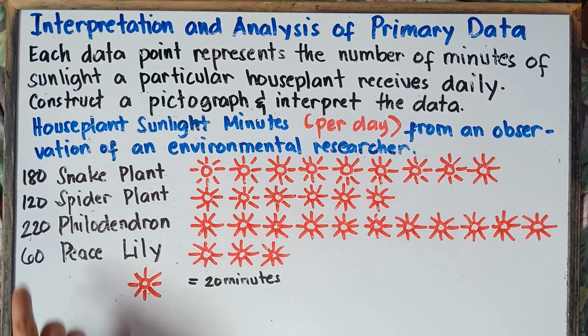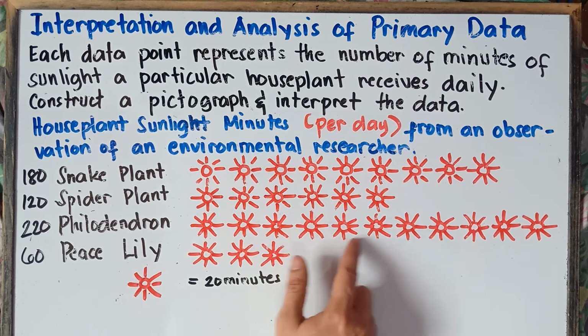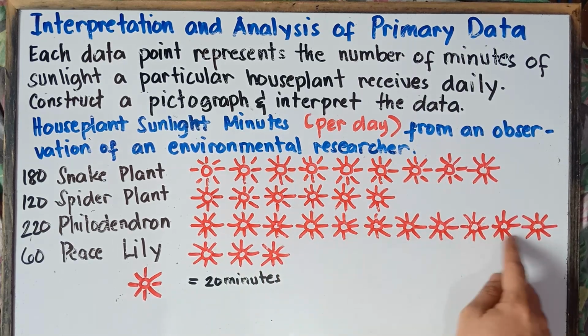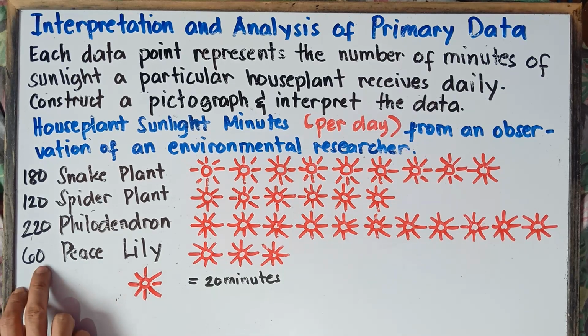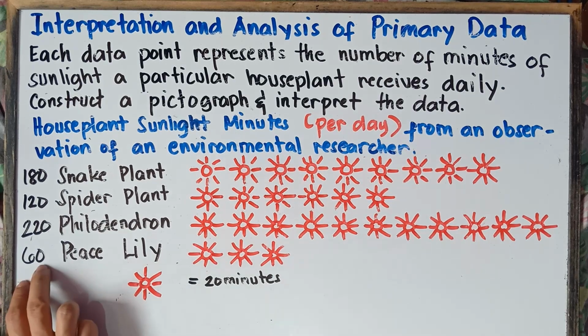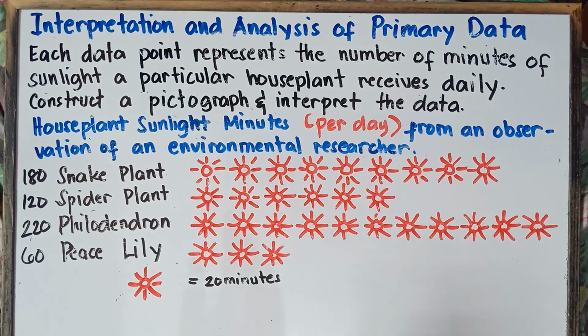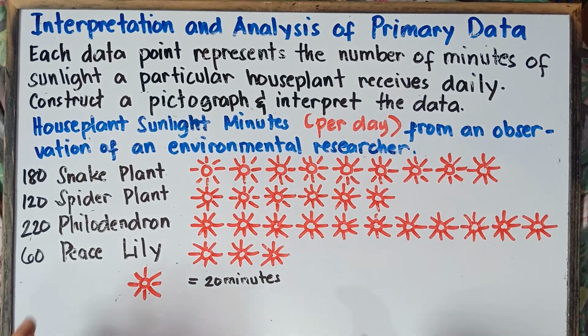And then for philodendron, 220 divided by 20 is equal to 11. So we need 11 suns for philodendron: 1, 2, 3, 4, 5, 6, 7, 8, 9, 10, 11. And then for peace lily, that would be 60 sunlight minutes divided by 20, which is equal to 3. So we need to draw 3 suns: 1, 2, and 3.